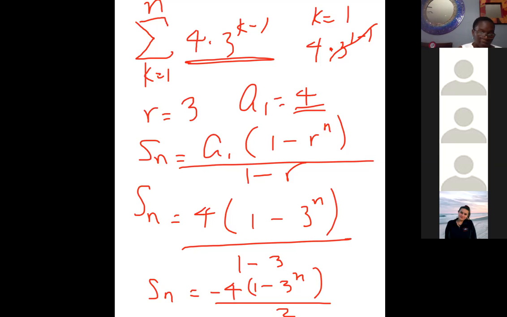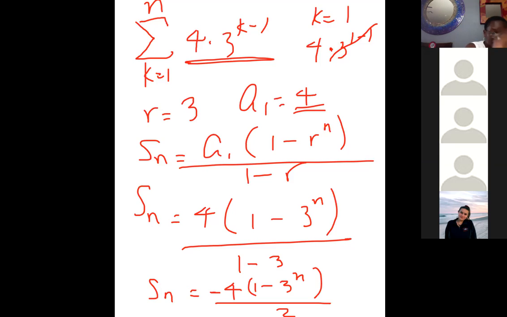All right. Now, could you simplify this further? Absolutely. You could distribute the negative 4 and then simplify a little bit more. But in distributing the negative 4, it makes it a little bit more complicated, so I would just leave it like that. So this is just a general formula because it didn't ask us to find the sum of any specified number of terms, okay?